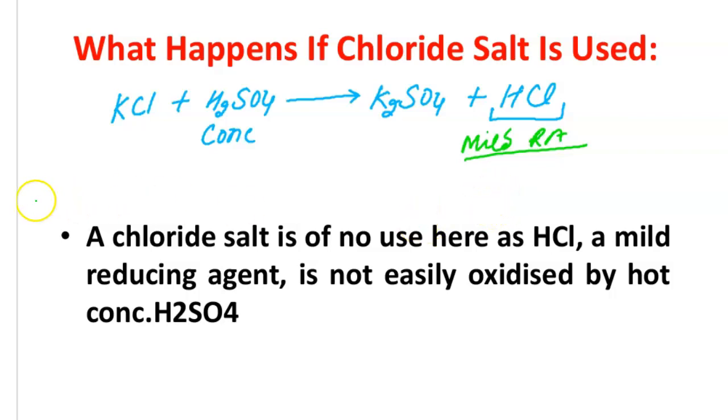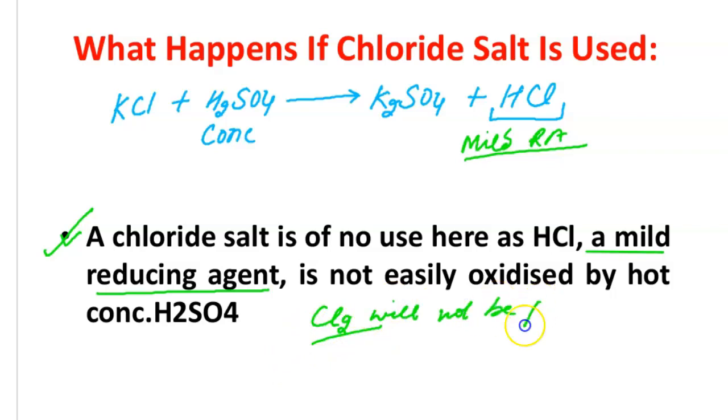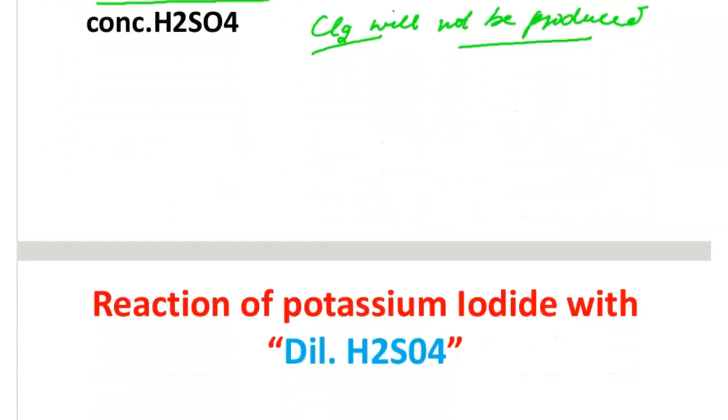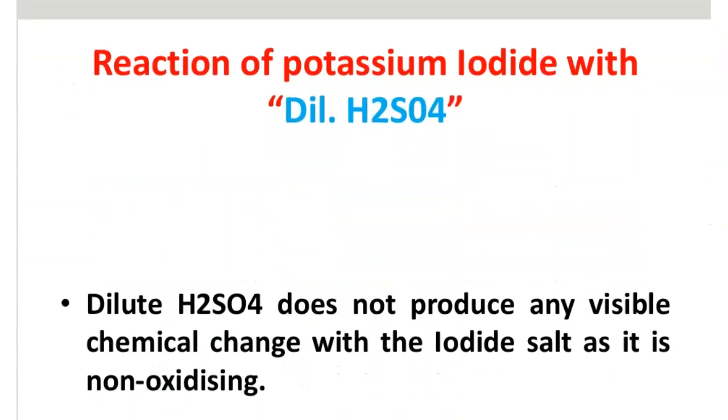So this is again a very important concept, that HCl is a mild reducing agent and it will not give a similar reaction, like it will not produce Cl2, chlorine gas, like it was producing Br2 and I2. So Cl2 will not be produced here. This is another concept that you have to remember, the differences that KCl, KBr and KI exhibit.